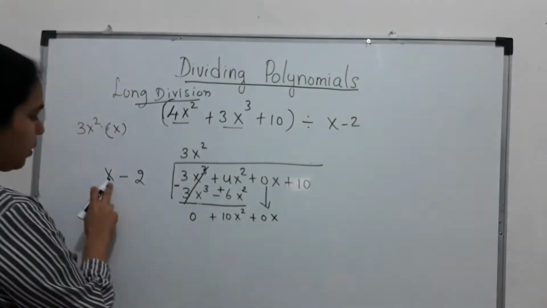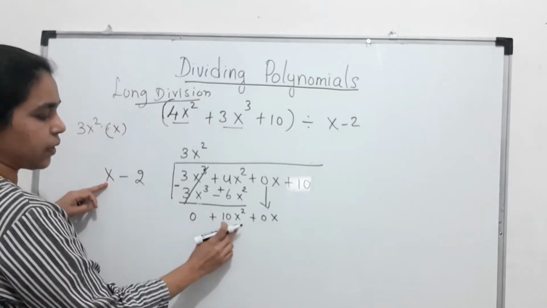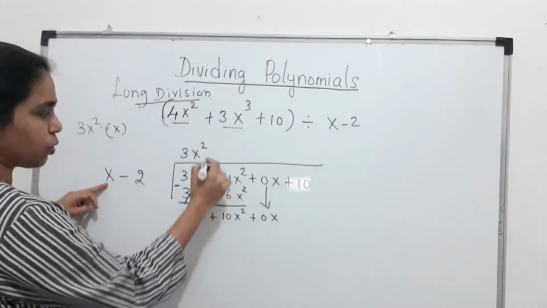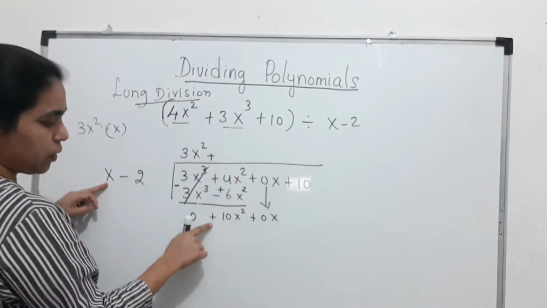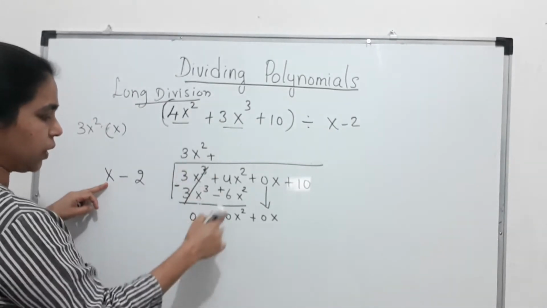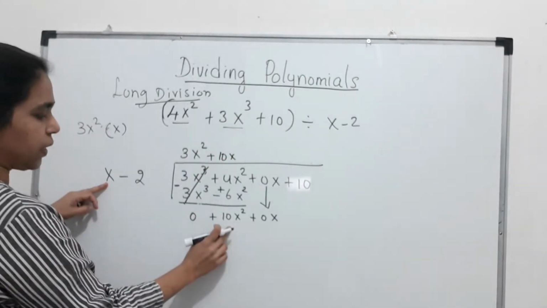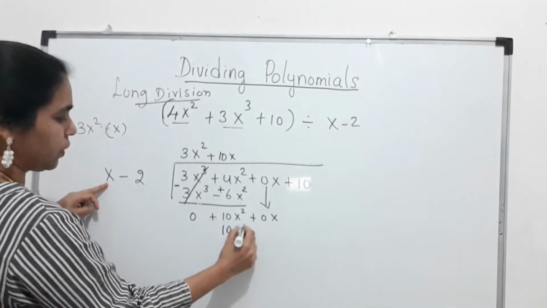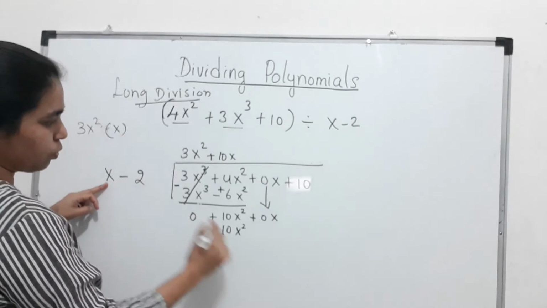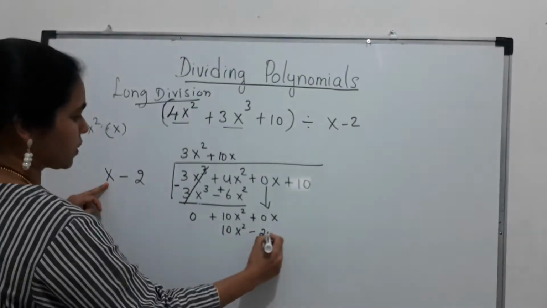Now see what must be multiplied with x to get 10x squared. So 10x must be multiplied with x to get 10x squared. You have to see the sign also. You have a positive sign, so you can put plus in here. So plus 10x times x will be 10x squared. So you can write 10x here. And now this 10x must be multiplied with the second term, which is minus 2. So 10 times minus 2 is minus 20x.